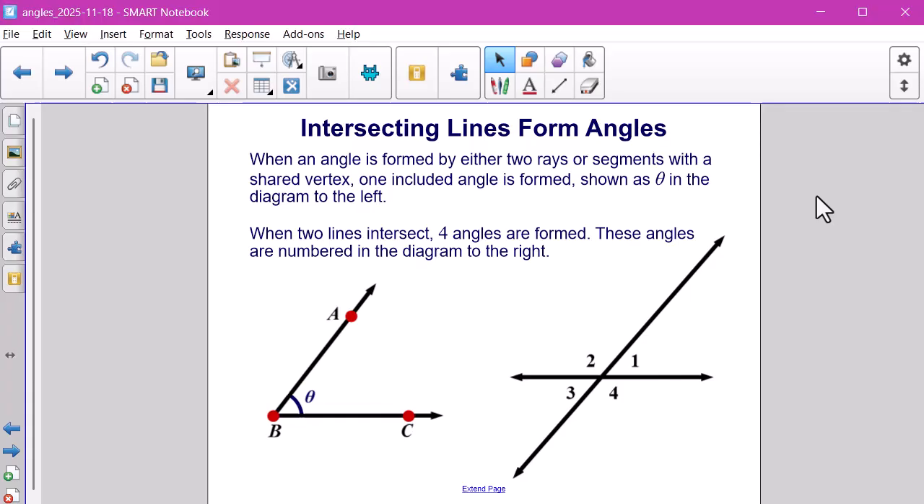Intersecting lines form angles. When an angle is formed by either two rays or segments with a shared vertex, one angle is formed, and it's shown as theta in this diagram to the left. It's also angle ABC. When two lines intersect, four angles are formed, and these angles are numbered in the diagram to the right.